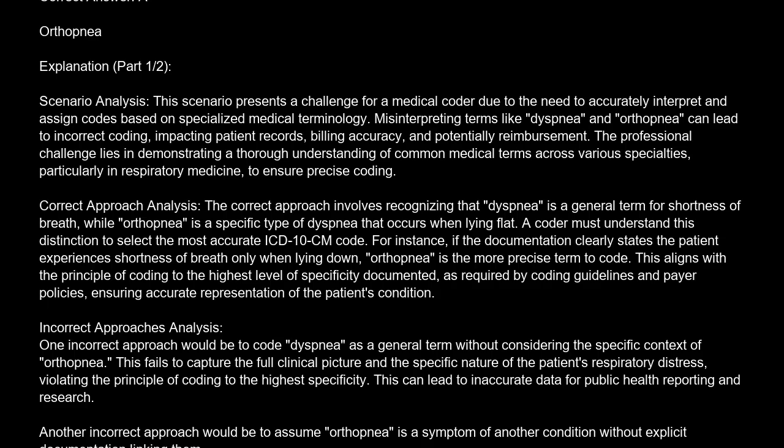Incorrect approaches analysis. One incorrect approach would be to code dyspnea as a general term without considering the specific context of orthopnea. This fails to capture the full clinical picture and the specific nature of the patient's respiratory distress, violating the principle of coding to the highest specificity. This can lead to inaccurate data for public health reporting and research.